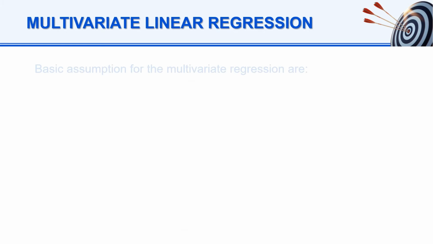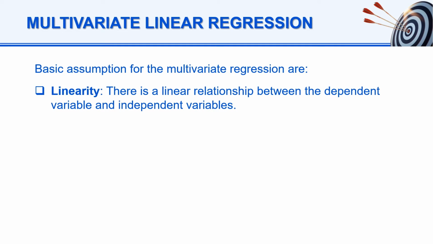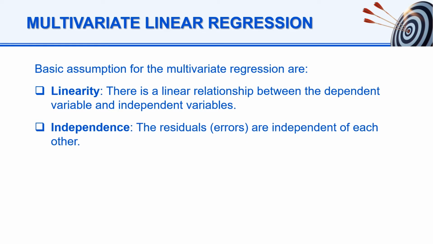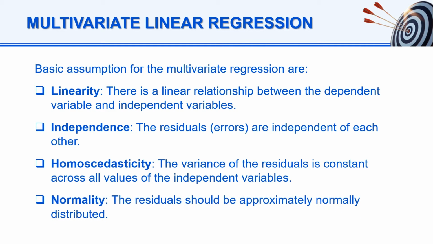Basic assumptions for multivariate regression are: Linearity. There is a linear relationship between the dependent variable and independent variables. Independence. The residuals, errors, are independent of each other. Homoscedasticity. The variance of the residuals is constant across all values of the independent variables. Normality. The residuals should be approximately normally distributed.